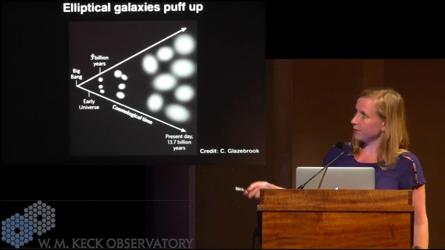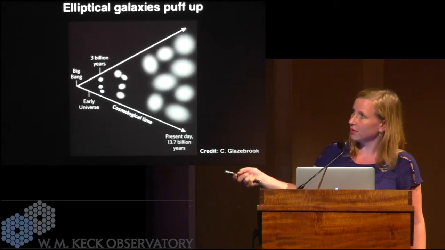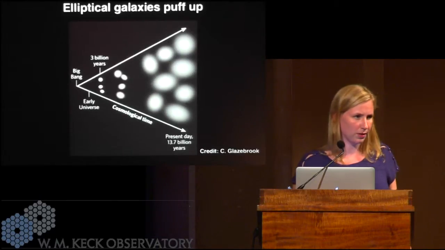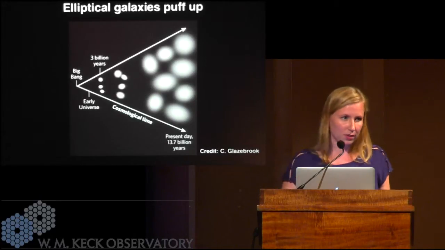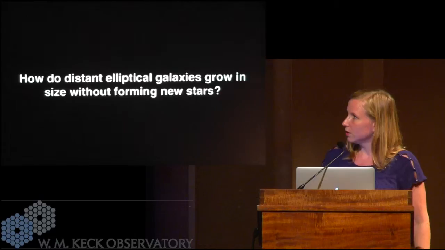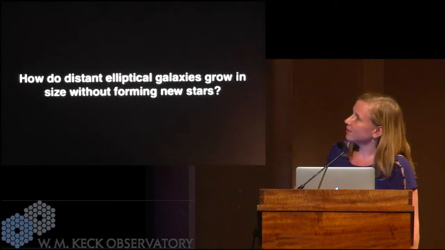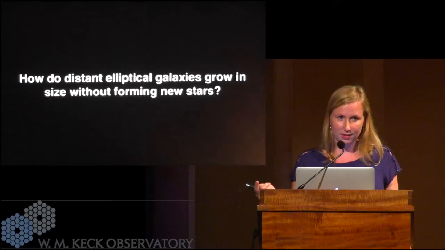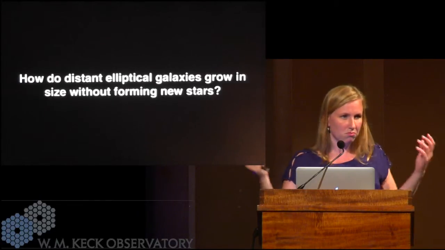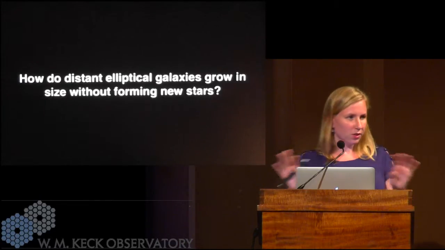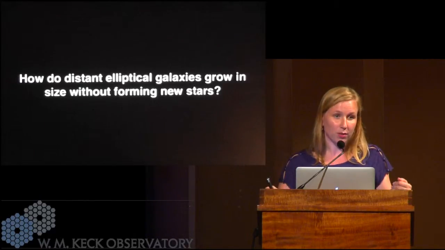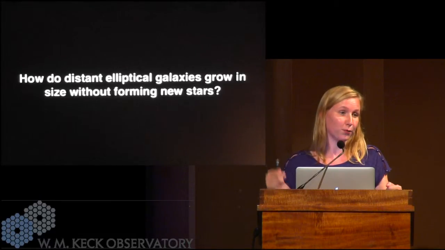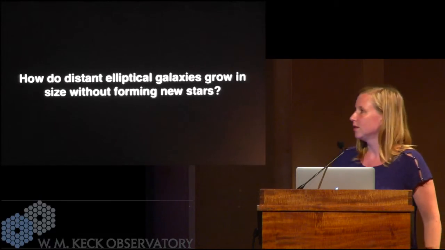So this is basically the picture. This is the early universe, about 3 billion years after the Big Bang. You have these tiny compact things, and then they get bigger and bigger over time, and nowadays they're very fuzzy. How can they puff up? Okay, so that's the first question I would like to address: how do these distant elliptical galaxies grow in size without forming new stars? There are a couple of theories out there, and I'm going to show you a couple which we think may be plausible, but there's definitely not a firm conclusion yet on this topic.